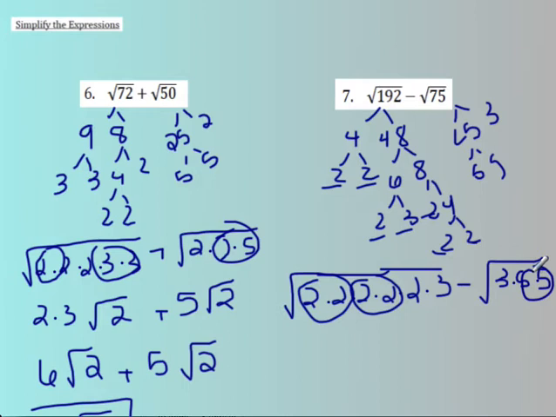Okay, I think I'm missing a 2 somewhere. Oh, I'm missing this 2. So this actually has another pair of 2's. That was my fault. So I have 3 pairs of 2's, 1, 2, 3 pairs of 2's, then left underneath the radical is 3.